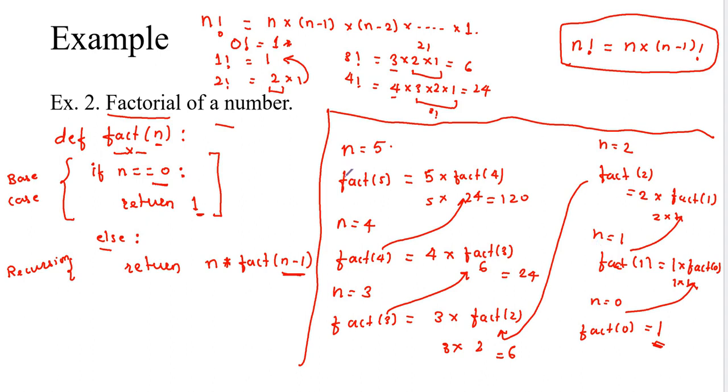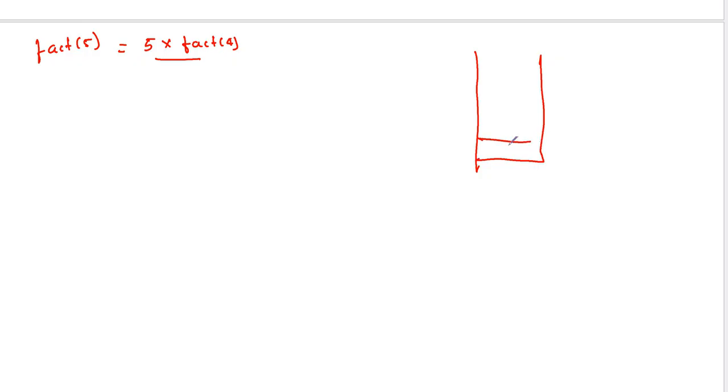So let's again do the same thing with respect to stack. Now let's assume we have factorial of 5 called. When I call factorial of 5, it will return me 5 into factorial of 4, but I am not getting an answer, so I have a stack which is empty now. In this stack I will be putting the value of factorial of 5. Right now this is the top of the stack because it was an empty stack.